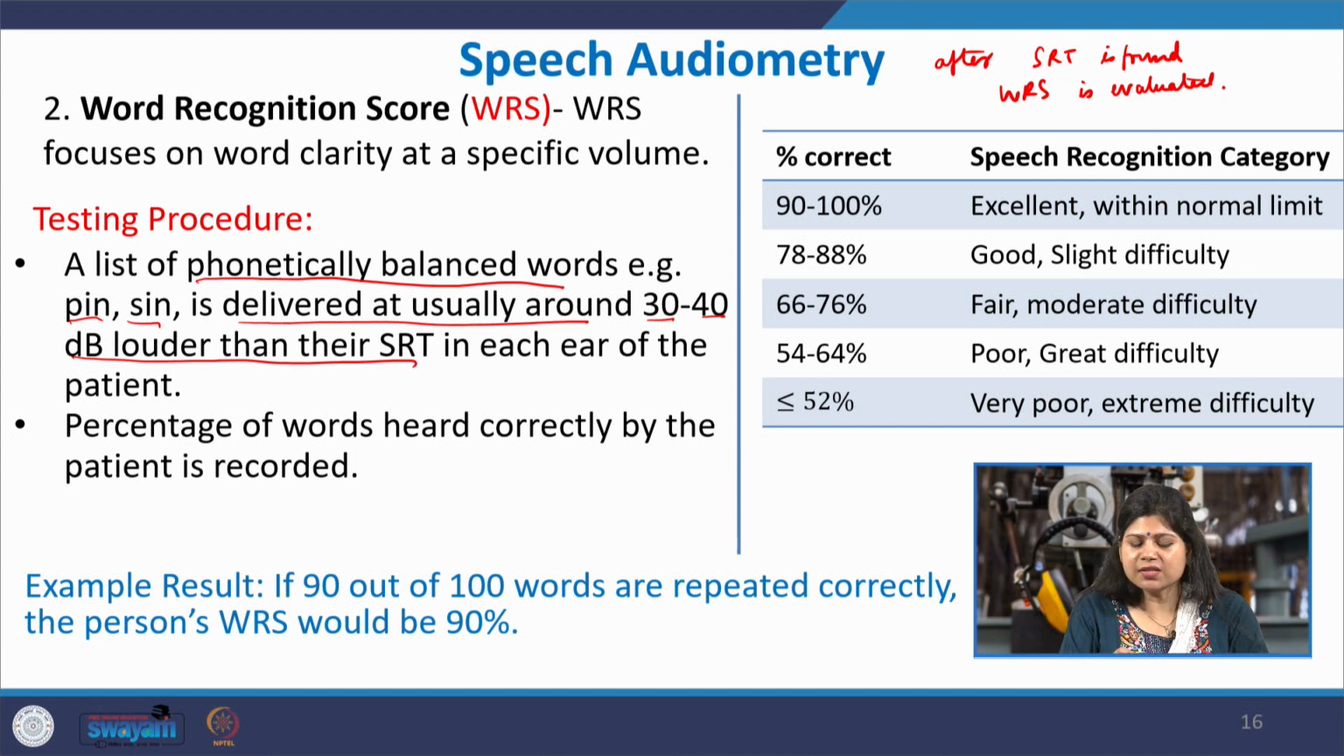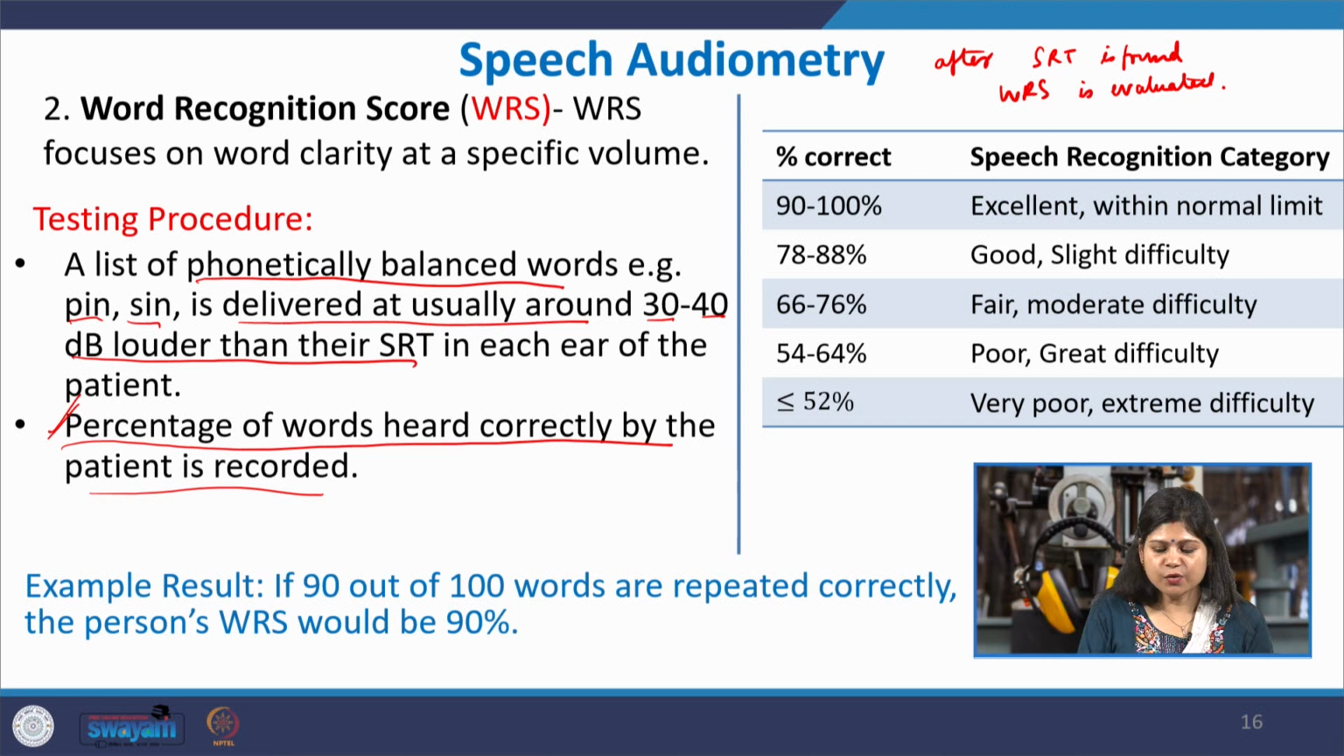If it is a normal SRT curve, we give it at 30 dB above the SRT. Then the number of words they are able to guess correctly and repeat back is recorded as a percentage, which becomes their word recognition score. Suppose we play a list of words at SRT plus 30 dB, and they repeat 90 out of 100 words correctly, then the score is 90%.